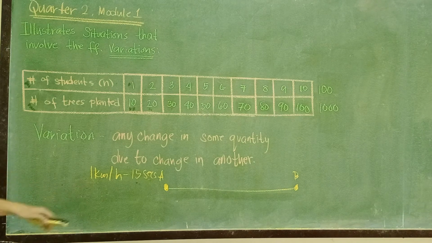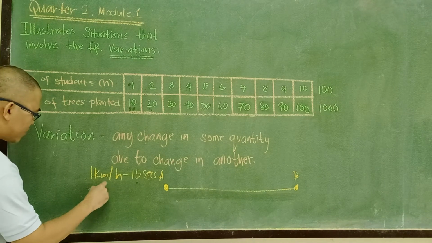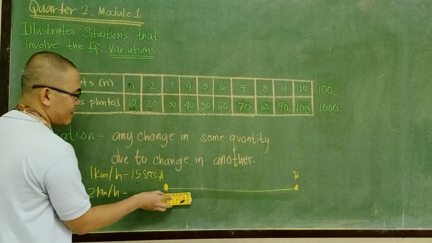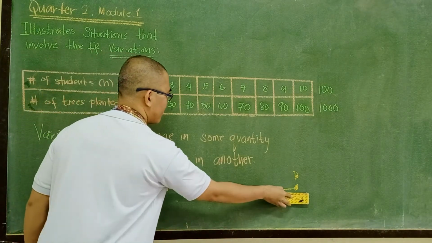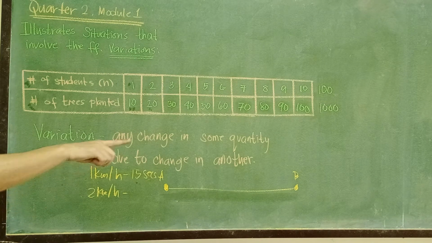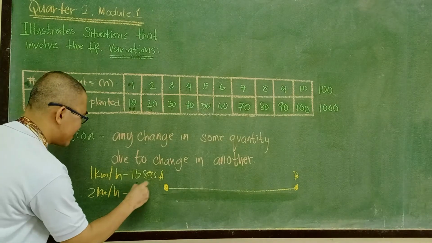Itaas natin yung speed mo. Let's say 2 kilometers per hour. Medyo mabilis na konti. So kung mapapansin mo, nag-consume ka ng mas mababang time kasi mas mabilis ka na from point A to point B. So let's say 10 seconds.